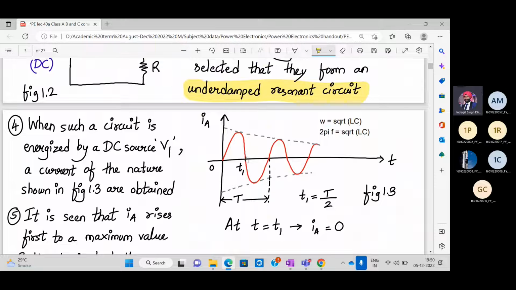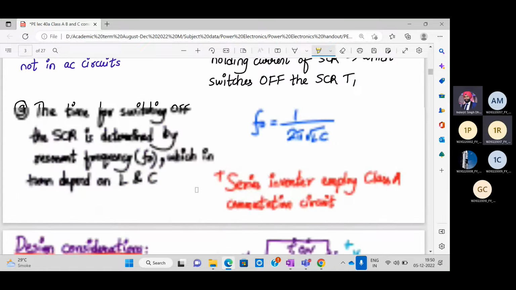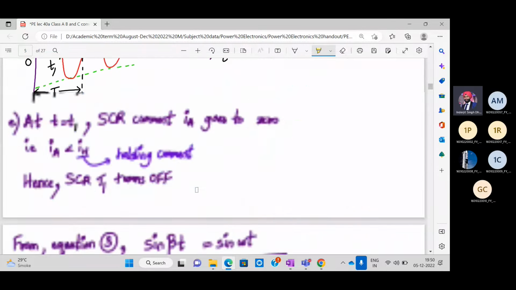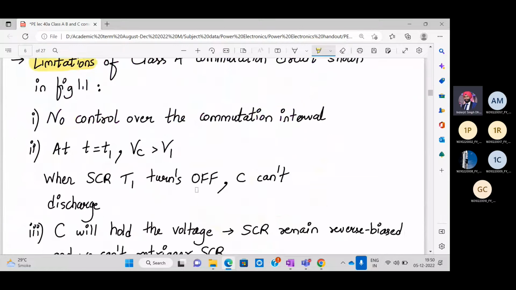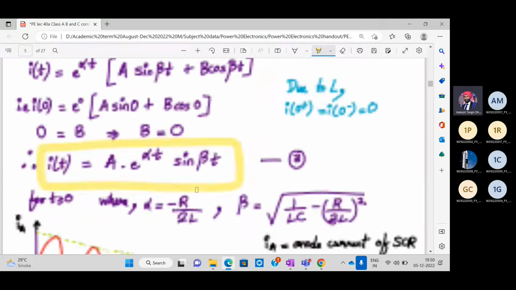Can you control what is T1? No control over the commutation interval. Because at t equal to t1 your vc will be greater than v1, and when the SCR turns off, c cannot discharge. There's another drawback.